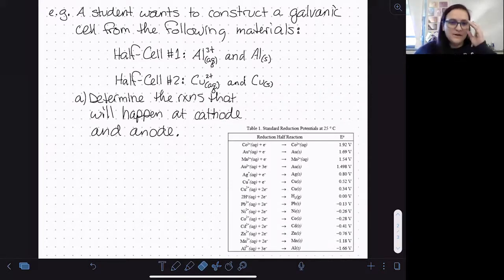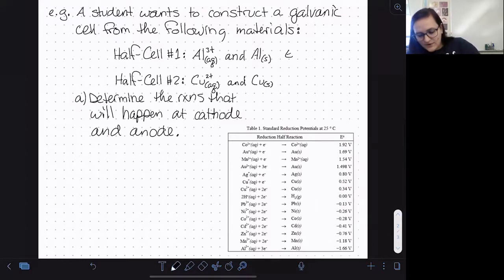Our cathode reaction is always going to be whatever is the highest standard reduction potential that could occur with the stuff that we have. So in one container, we have aluminum 3+ and aluminum solid. In a different container, we have copper 2+ and copper solid. So what we want to do is look to this list to identify what are the standard reduction potentials for the reactions involving those things. So why don't you pause here and take a moment and try and find the standard reduction potentials associated with both of these combinations.